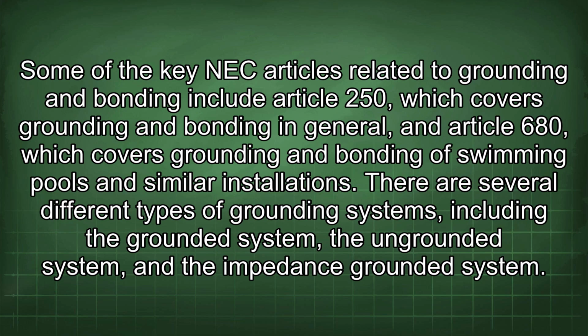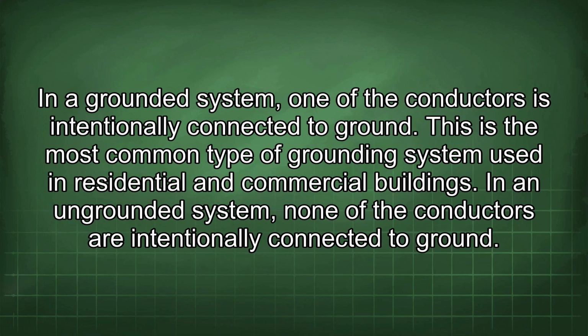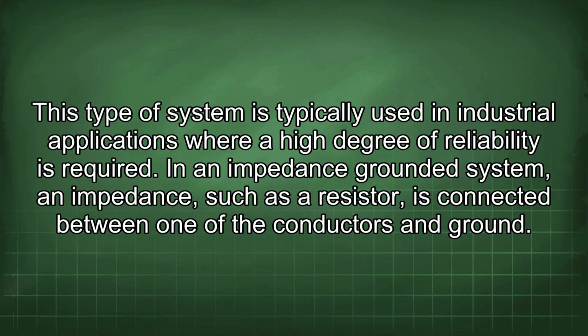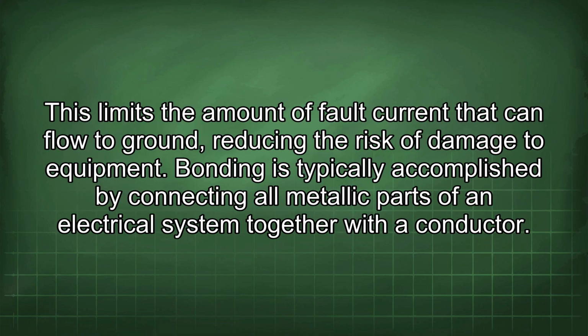There are several different types of grounding systems, including the grounded system, the ungrounded system, and the impedance grounded system. In a grounded system, one of the conductors is intentionally connected to ground. This is the most common type of grounding system used in residential and commercial buildings. In an ungrounded system, none of the conductors are intentionally connected to ground. This type of system is typically used in industrial applications where a high degree of reliability is required. In an impedance-grounded system, an impedance such as a resistor is connected between one of the conductors and ground. This limits the amount of fault current that can flow to ground, reducing the risk of damage to equipment.